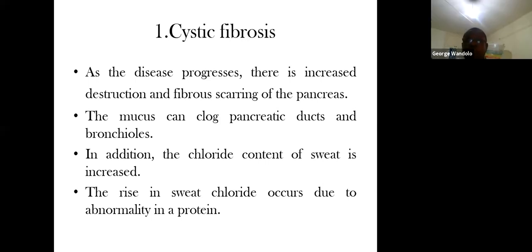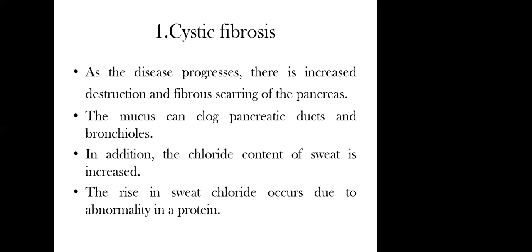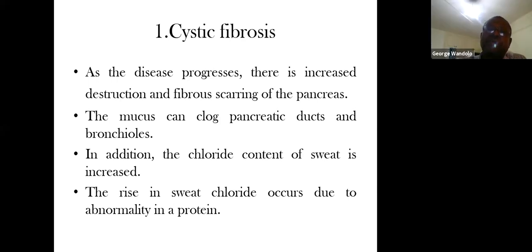Okay. So in addition to this obstruction, chloride content of sweat is also increased. The rise in sweat chloride occurs due to abnormality of the protein cystic fibrosis transmembrane regulator. So the defect in that transmembrane regulator now causes obstruction of the sweat glands, and what comes out of the sweat glands mainly is concentrated chloride. Instead of it being processed in such a way that we only get a small amount of chloride in sweat, we get a concentration such that more chloride is poured out.